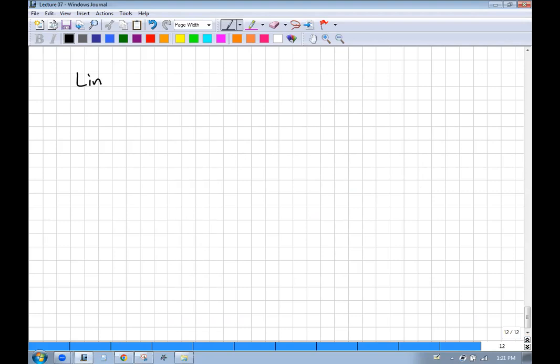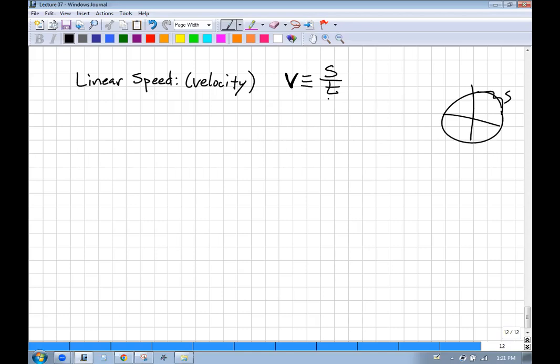Linear speed, also known as velocity, V, this is length per time. We're talking about being on a circle here, so this is an arc length per time. This is a definition. You have to memorize it. You can't derive it. It should be obvious, length per time.